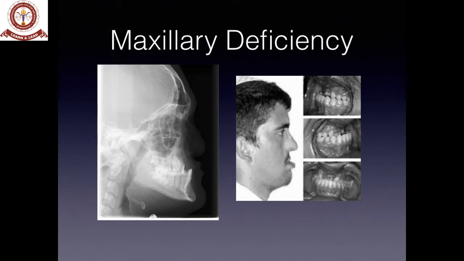Okay, so how do we assess all these things? We need certain investigative tools. When we see a patient, we need to describe whether the maxilla is deficient, or whether the mandible is deficient, or the mandible has grown more and the maxilla is normal. As I said before, it occurs in various combinations.